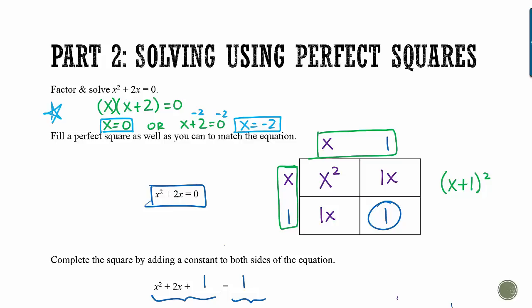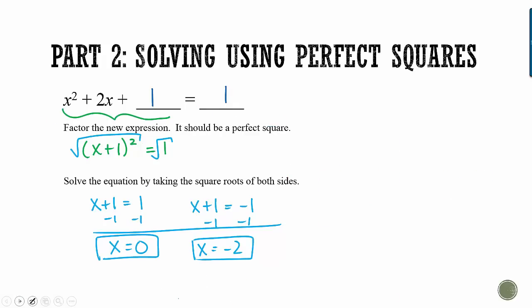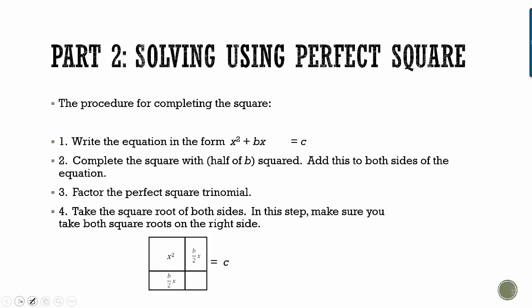Now obviously factoring is a little easier for a problem like this, but when we get into different problems, completing the square is going to be a little easier. So here's your procedure for completing the square. You write the equation in this form, so you leave yourself a blank on both sides. So unlike factoring, you don't want it to equal 0. Complete the square with half of b squared.